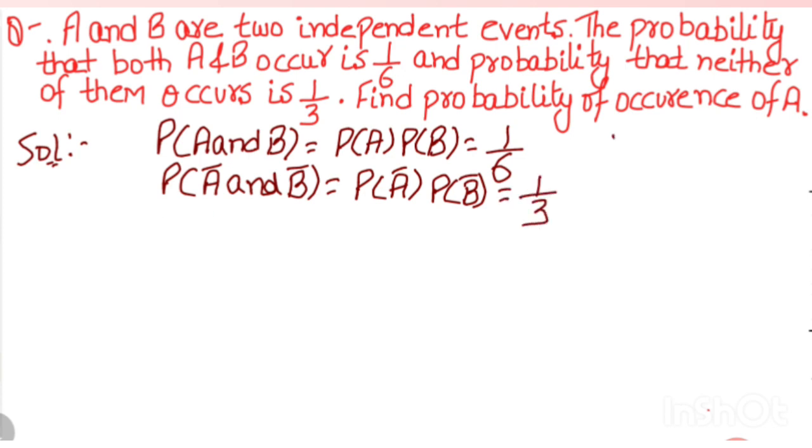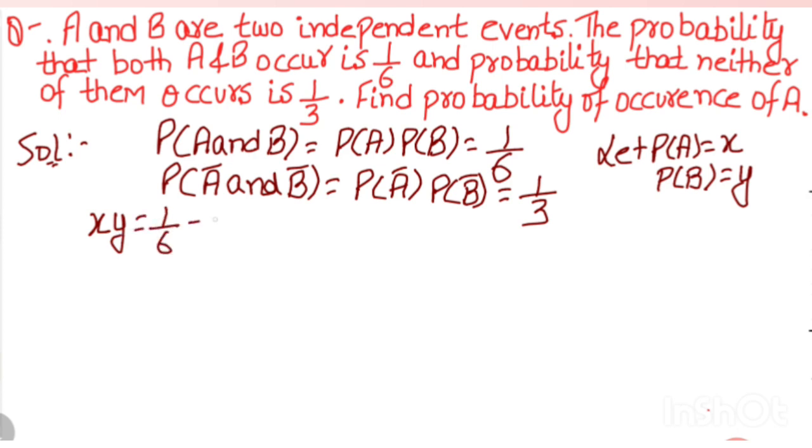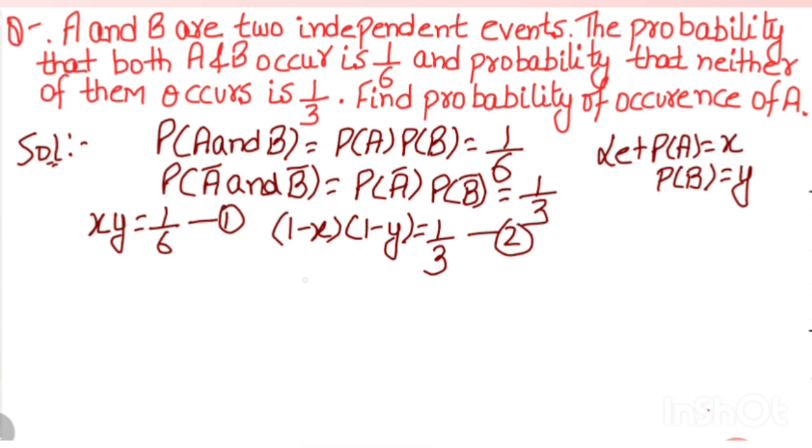Now let probability of A equal to x and probability of B equal to y. So probability of A complement is 1 minus x and probability of B complement is 1 minus y. Okay, so the equations here will be x into y equal to 1 by 6, first equation, and second equation will be 1 minus x multiply 1 minus y equals 1 by 3. This is second equation.